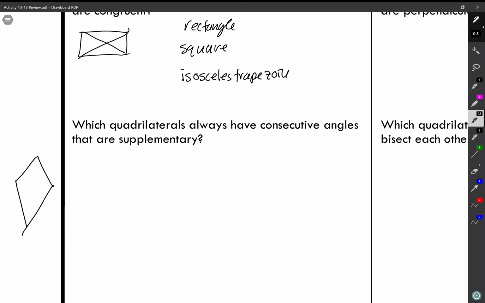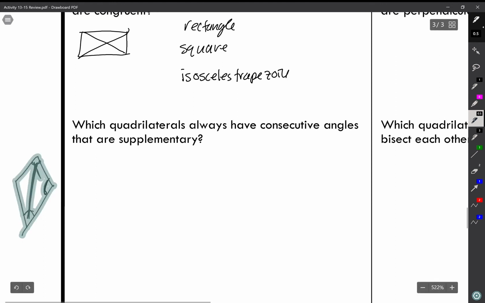The reason they don't, it's not easy to tell from the picture, so I'll tell you that one. But the reason I know it's not, because look, what if we said those two angles are supplementary? If we said those were supplementary, then if we looked at the other two consecutive angles, we know that the angles that are across from each other are not congruent. So there's no way that both of those could be supplementary. That means a kite does not have consecutive angles supplementary.